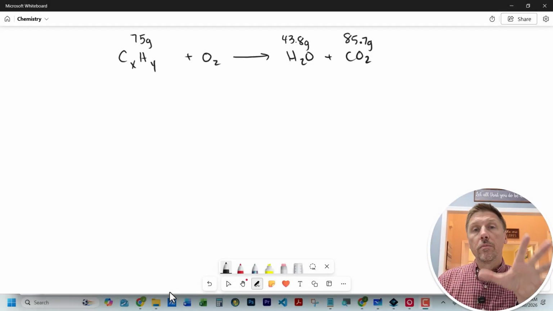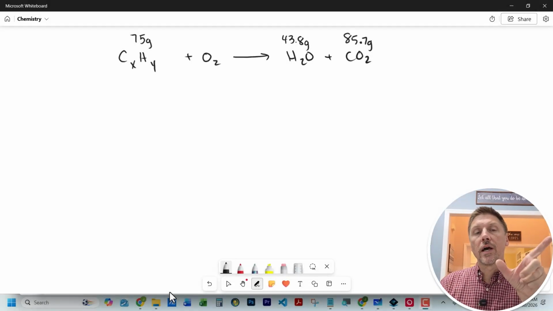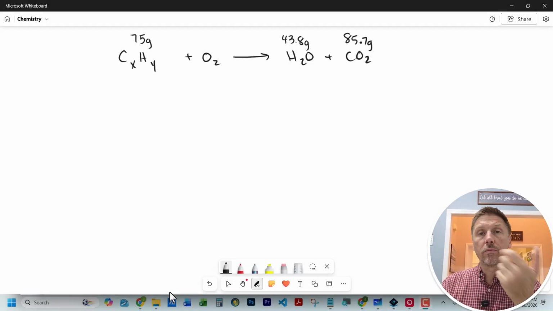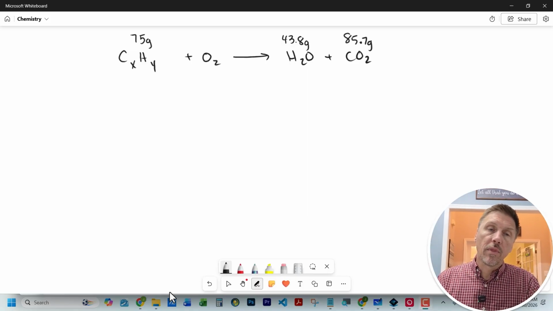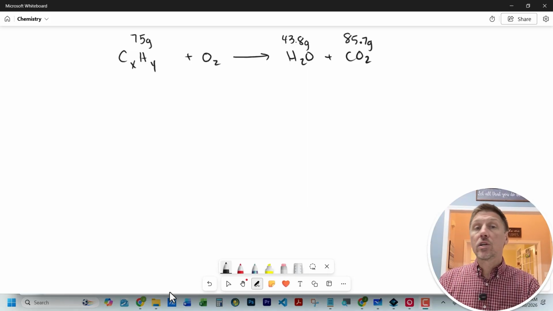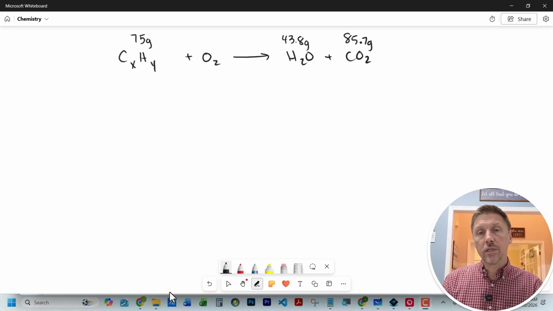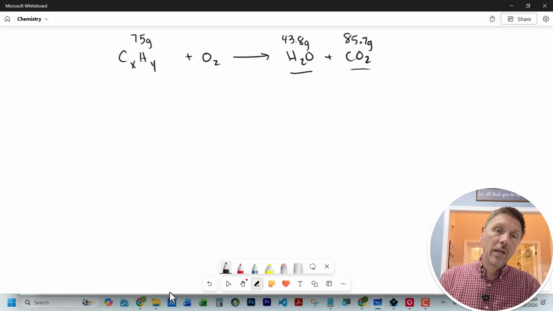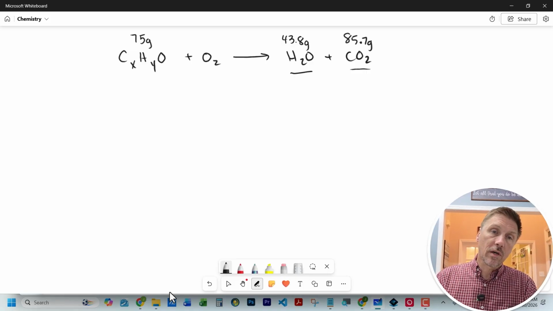All right, we're going to do another combustion analysis problem. This time it's going to be a little more complicated than the one we did before, because they're not going to tell us in this problem that the substance we're burning only has carbon and hydrogen in it. It could have oxygen. See, the output over here is H2O and CO2, and since there's oxygen produced as well, there might have been oxygen in this compound also.